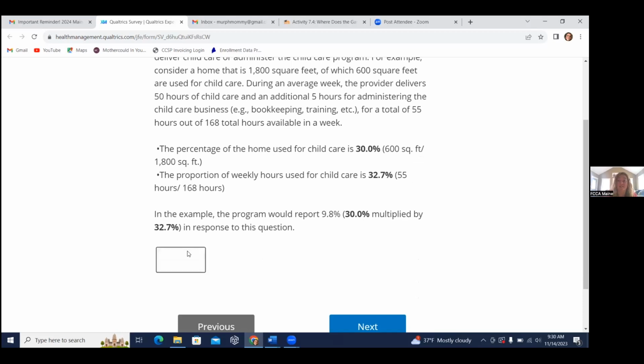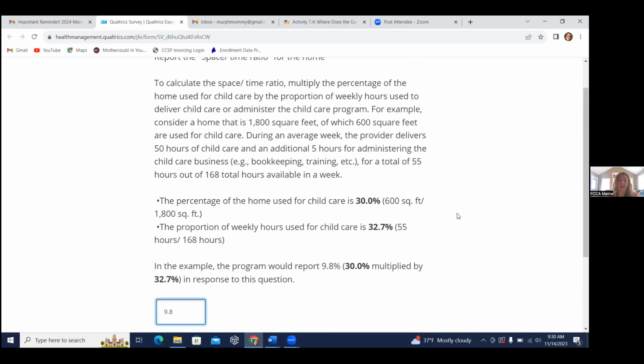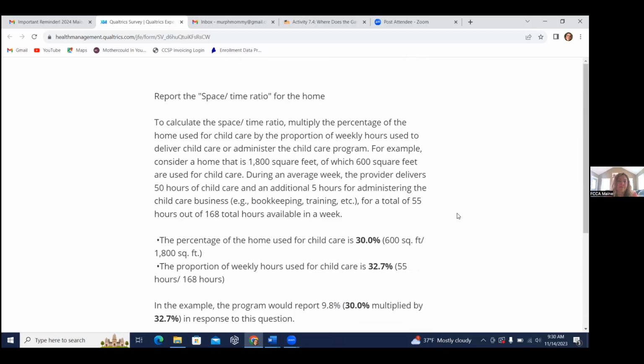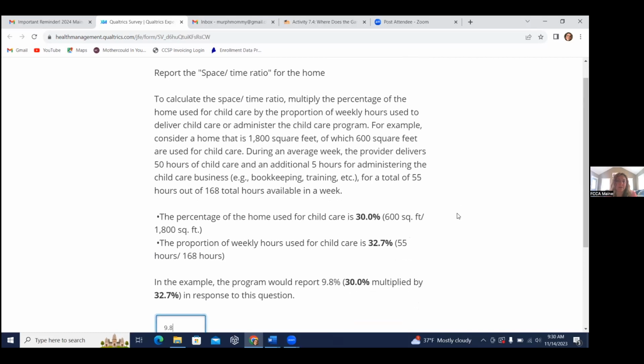I'm just going to do that right there because, again, with all our numbers, it's a dummy survey. If you use 30% of the home for childcare and 32.7% of your hours in a week for work, then you multiply 30% times 32.7%. And so in this, we'll do 9.8. So the answer is 9.8% is your time-to-space ratio. I've never heard that term before. I know, right? This is something we do with taxes typically too.